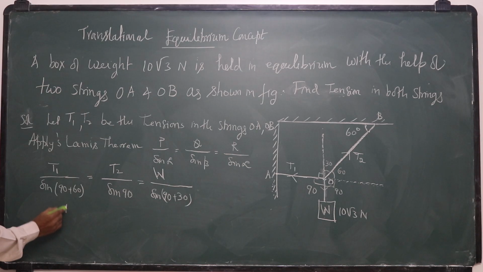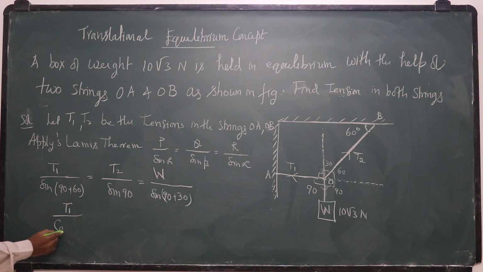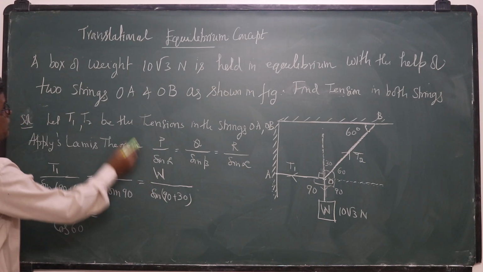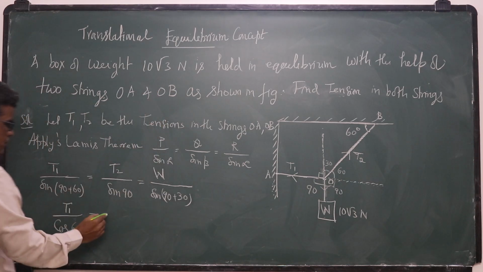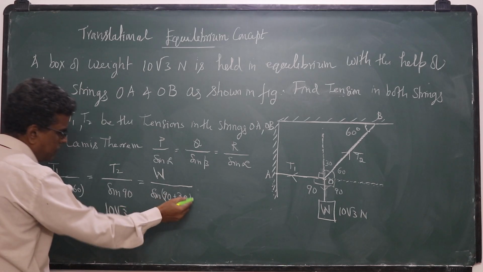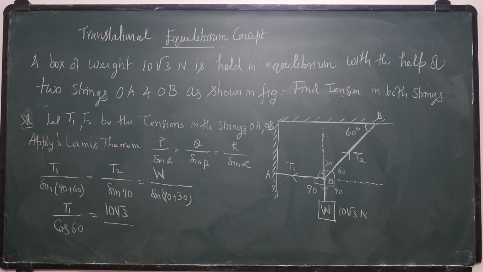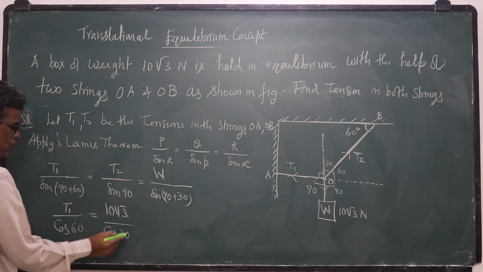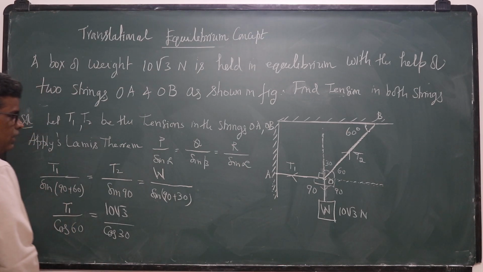So T1 by sin(90 plus 60). In the second quadrant, sin 90 plus theta becomes cos theta, positive, so that is cos 60. That equals W by sin(90 plus 30), and W is 10 root 3, divided by cos 30, which is positive. So I want T1.